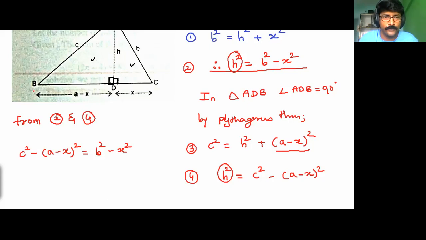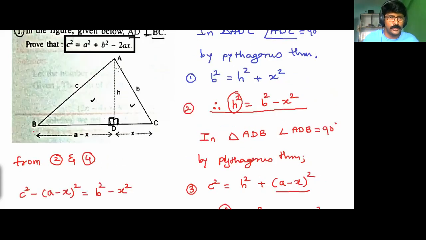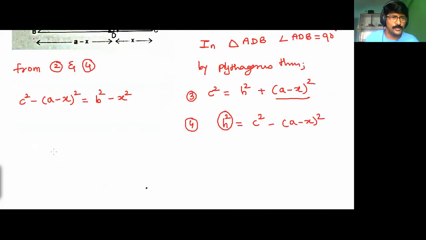Okay, now let's see where we have to reach. We have to reach a square plus b square minus 2ax. No worries. We just want c square over here. We do not want all these things, isn't it? So you can just shift this to the other side. So this will become c square is equal to b square minus x square plus a minus x the whole square. You understood?